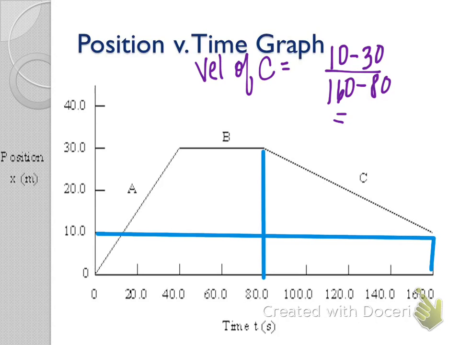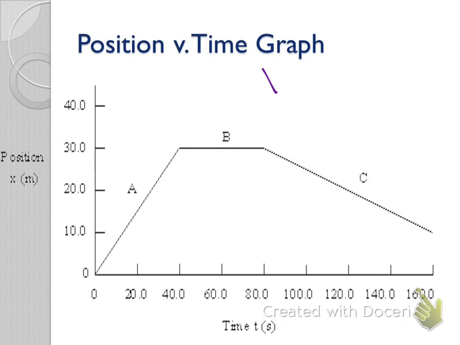Good. I had negative 0.25 also. Negative 0.25 meters per second. We agree? Okay, tell me what the velocity of section B is on this graph. 0. Yeah, good. Velocity of B is 0.